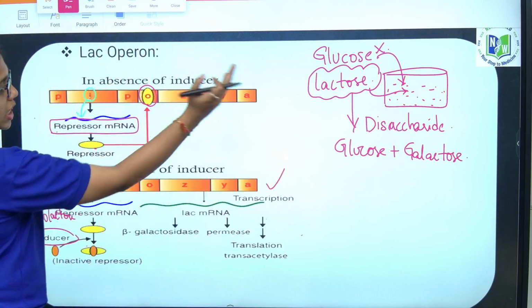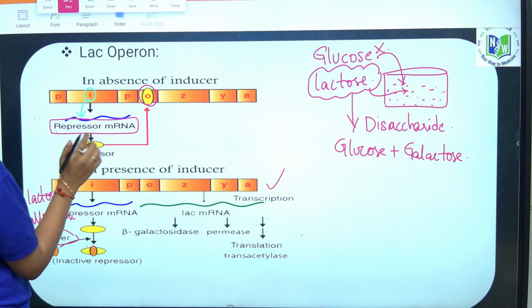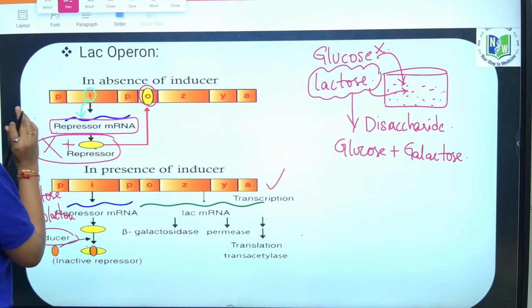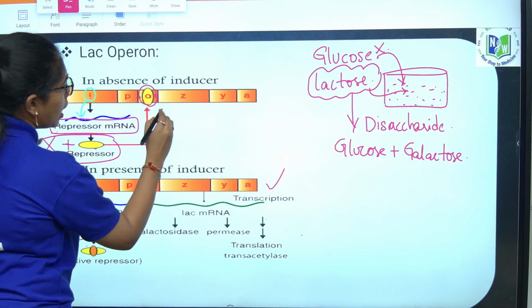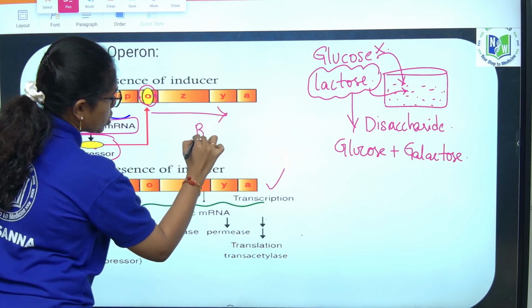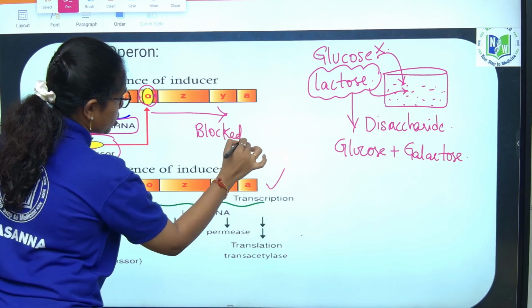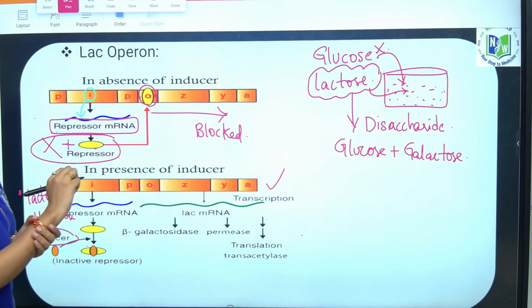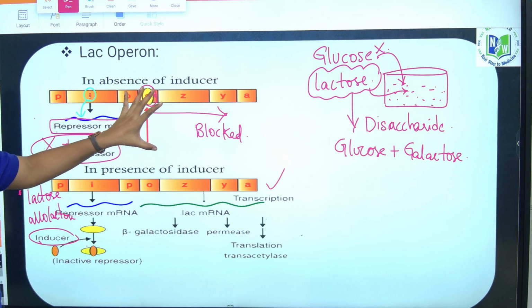When lactose is not given, there is nothing to bind with the repressor. Then of course the repressor will go and bind to the operator region, and the complete gene expression is blocked. This we can take as an example of negative gene regulation, in the presence of the I gene that is giving the repressor. Here it is negative gene regulation.